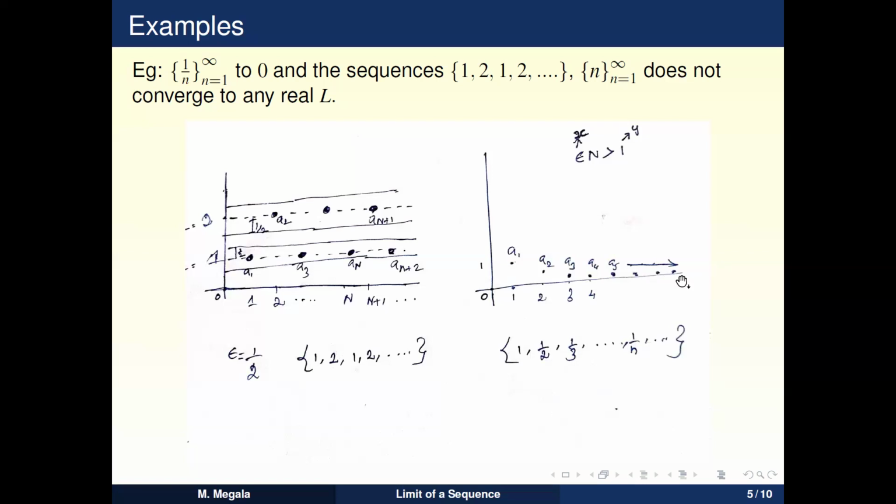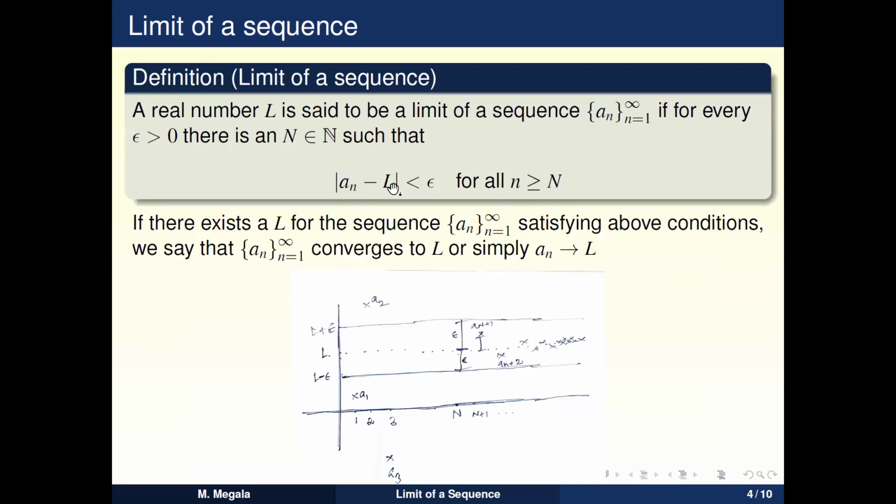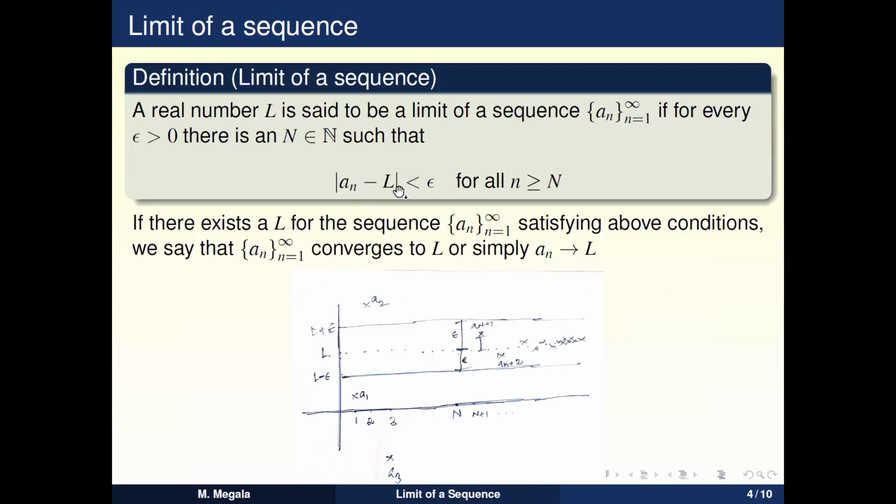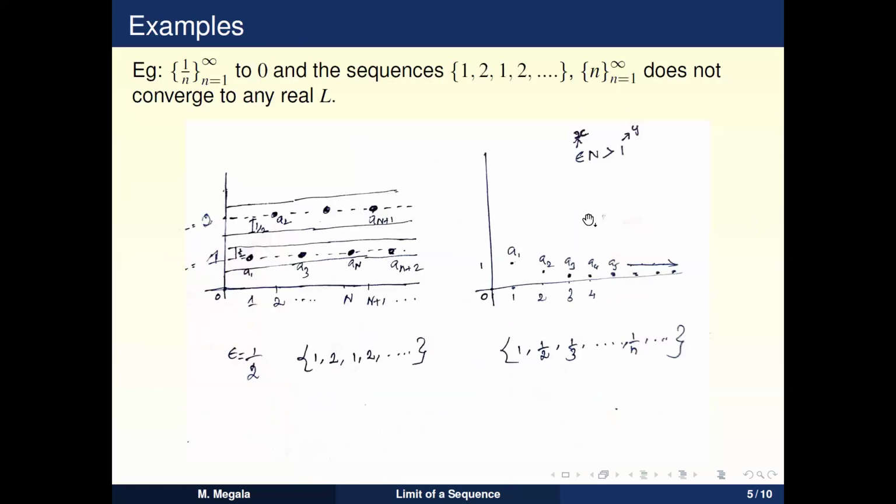How can we say it is closer to 0? See, what is the definition of limit? The modulus of an minus the limit should be less than epsilon for all n greater than or equal to N. What is our an? The an are of the form 1 by n. I'm saying 0 is the limit point. So if I take 0 here, because it is already a positive number, there is no need for the modulus. We need to show that 1 by n is less than epsilon. If we show this for every epsilon, we are done. 0 is the limit point of this sequence 1 by n. Okay, how will we get that N?